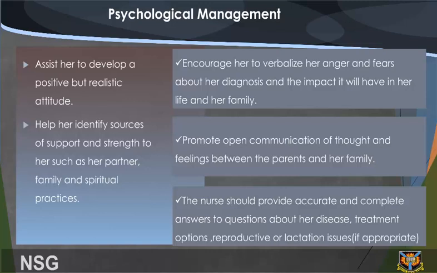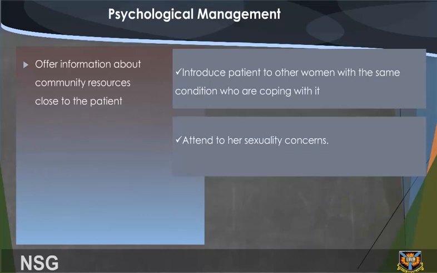The nurse should provide accurate and complete answers to questions about her disease, treatment options, reproductive or lactation issues, if appropriate. Offer information about community resources close to the patient. Introduce patients to other women with the same condition who are coping with it. Attend to her sexuality concerns.